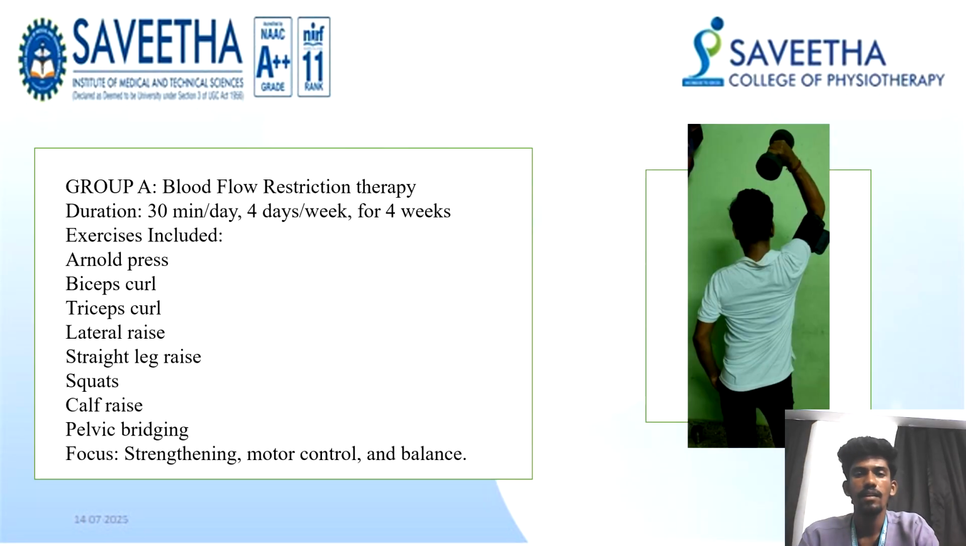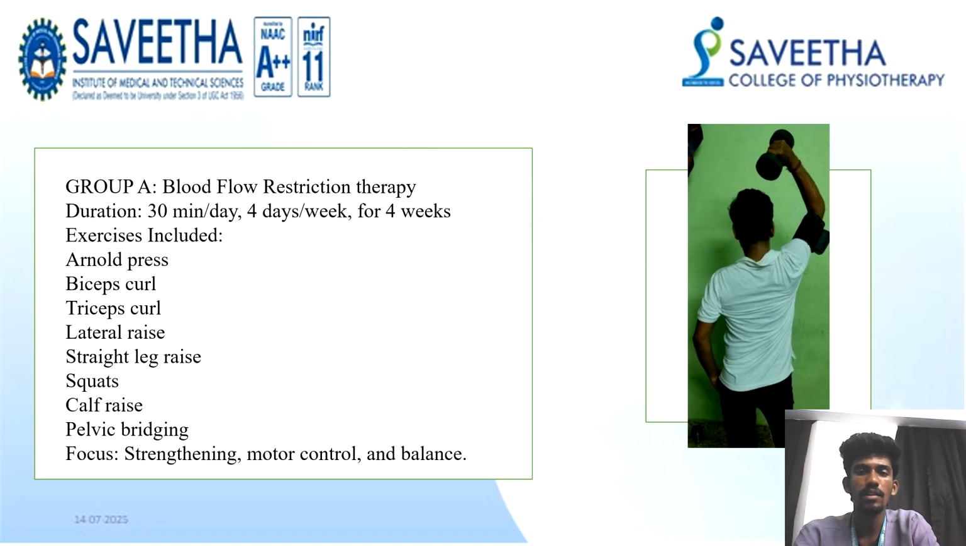Now Group A, these patients undergo BFRT with daily medications. Group A undergoes blood flow restriction therapy. BFRT is used to mimic the effects of high intensity strength training using low intensity exercise. It helps in stimulating muscle growth and improving glucose metabolism by creating a temporary hypoxic environment in the muscles. This leads to increased glucose uptake, growth hormone release, and type 2B muscle fibers activation, important for diabetic patients.